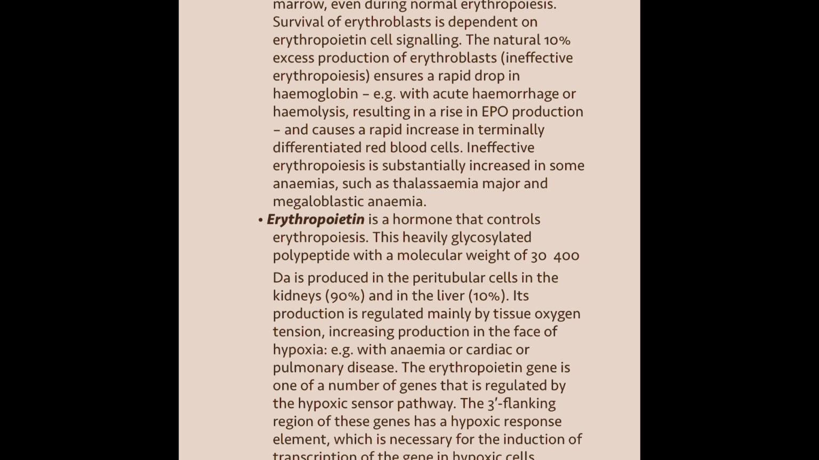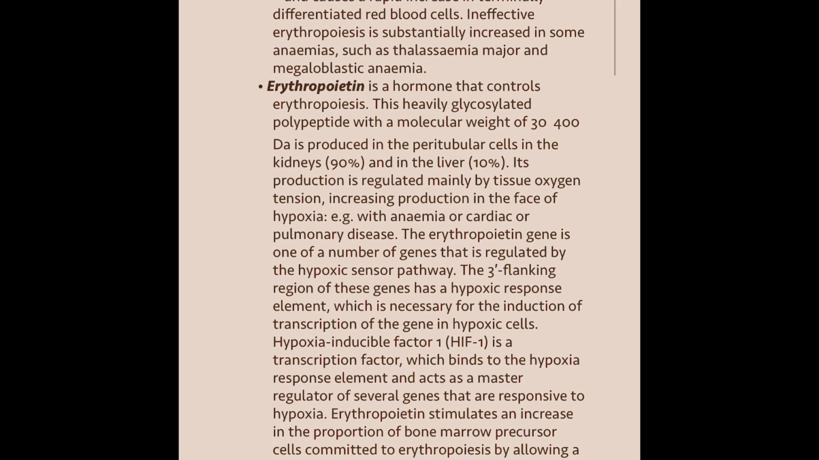The erythropoietin gene is one of a number of genes that are regulated by the hypoxic sensor pathway. The 3' flanking region of these genes has a hypoxic response element, which is necessary for induction of the transcription of the gene in hypoxic cells. Hypoxia inducible factor 1 is a transcription factor which binds to the hypoxia response element and acts as a master regulator of several genes that are responsive to hypoxia.